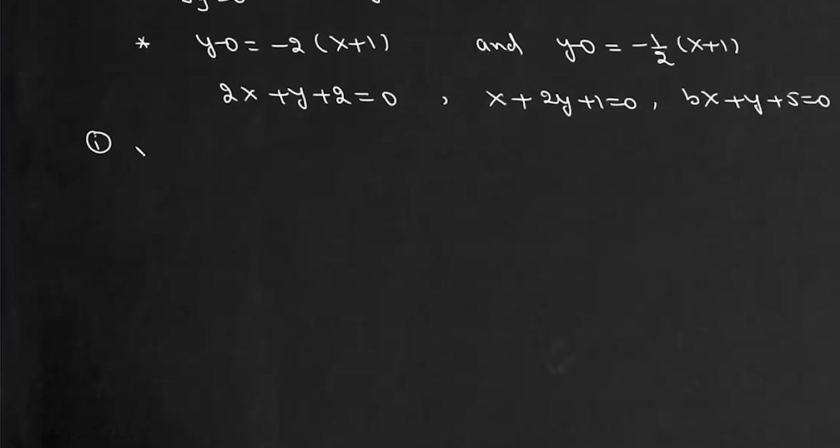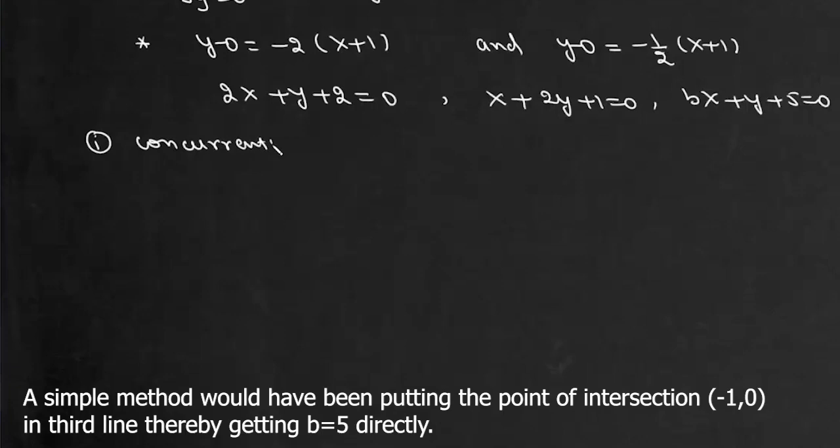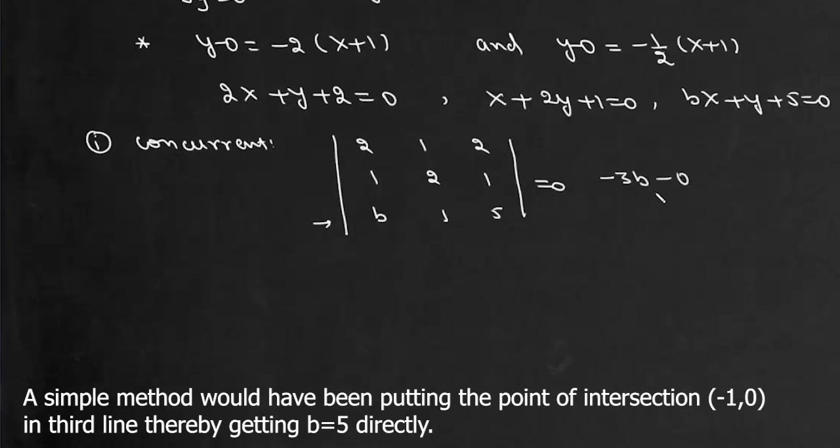Now before solving these four conditions, we can work out some conditions on the line. First, we'll work out the condition that these three lines are concurrent. The lines will be concurrent if the determinant with rows 2, 1, 2; 1, 2, 1; b, 1, 5 is equal to 0. Now we'll expand it. So we'll get this as minus 3b minus 0 plus 15 equals 0. That is, the value of b is 5. So if the value of b is 5, then all the three lines are concurrent.